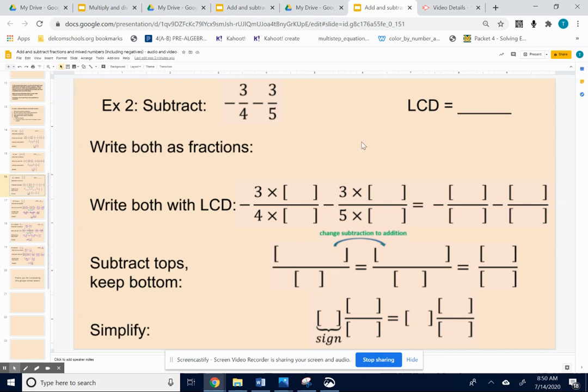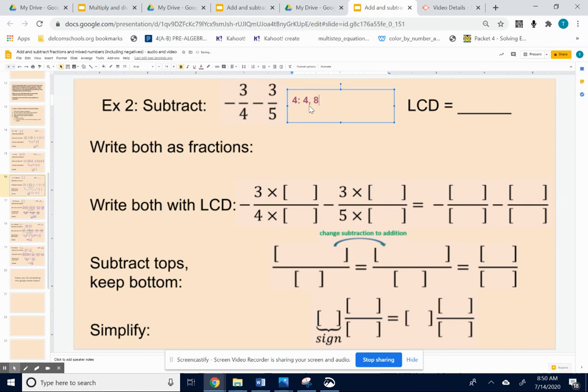First thing you want to do is make sure they're both fractions. Okay, they already are, so we don't have to do anything to that. Second thing, we want to write them with the least common denominator. The least common denominator of 4 and 5. If you need to, you could count by 4s, and you could count by 5s. 5, 10, 15, 20. Notice that 20 is the first number that's common. So 20 is the least common denominator. So I'm going to type that in.